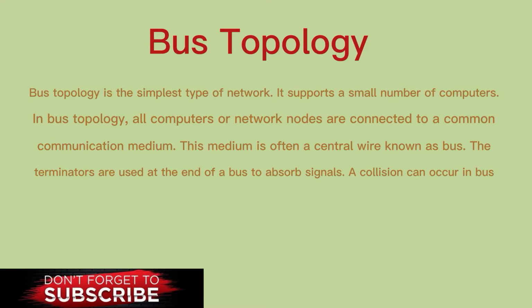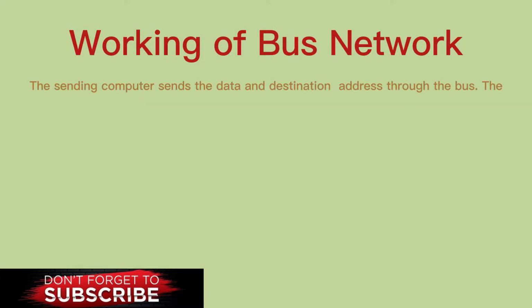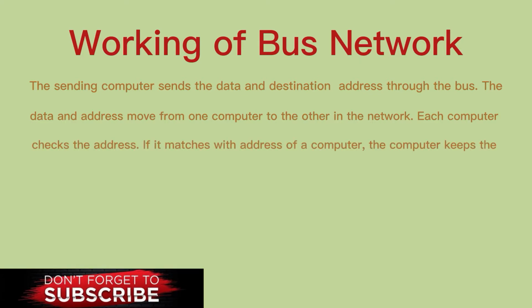A collision can occur in bus topology if two computers transmit data at the same time. Bus topology is mostly used in peer-to-peer networks. Working of bus network. The sending computer sends the data and destination address through the bus. The data and address move from one computer to the other in the network. Each computer checks the address. If it matches with the address of a computer, the computer keeps the data. Otherwise, the data moves to the next computer.